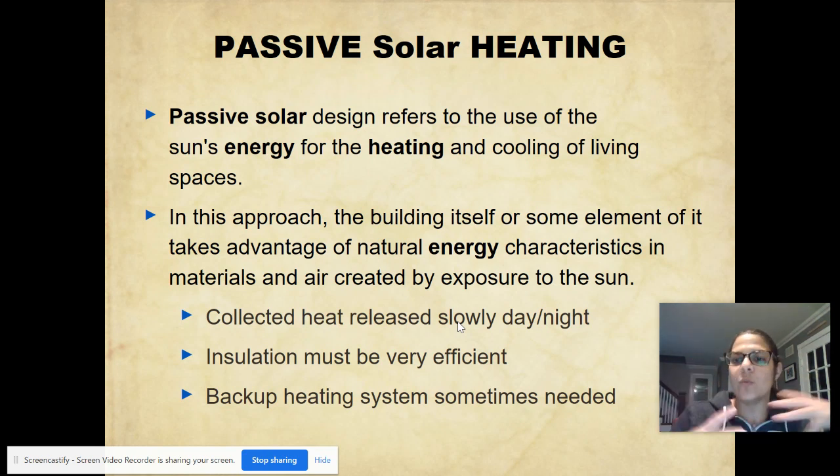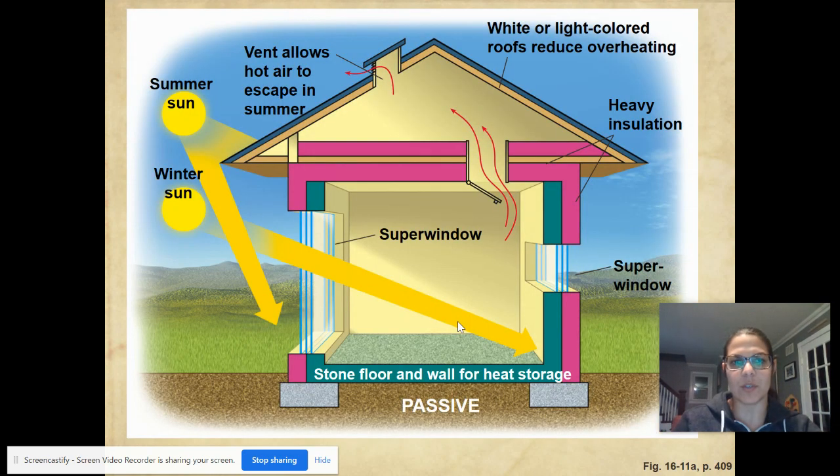Okay. So when you design your house or a building a certain way to take advantage of passive solar heating, it's because you can shade from the sun in the summer and be exposed to the sun in the winter. So the building itself or some element of it takes advantage of that natural energy characteristic. It collects heat during the day that's released slowly during the day or at night. You have very efficient insulation, and then sometimes you have a backup heating system. Most times you do.